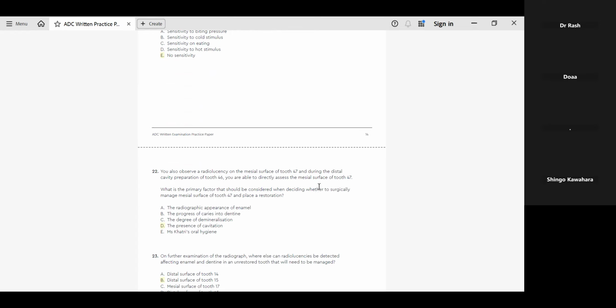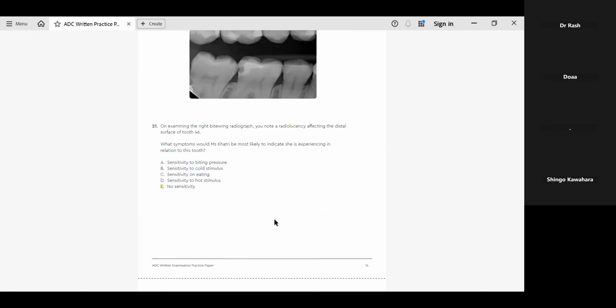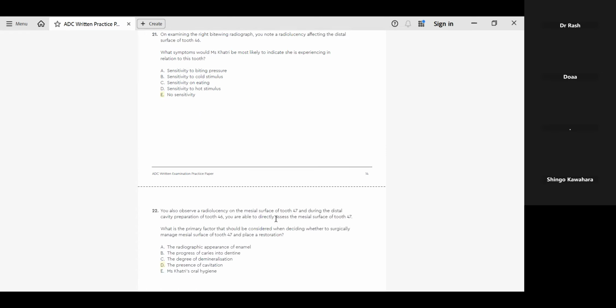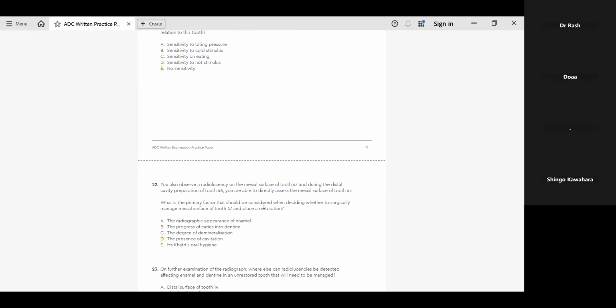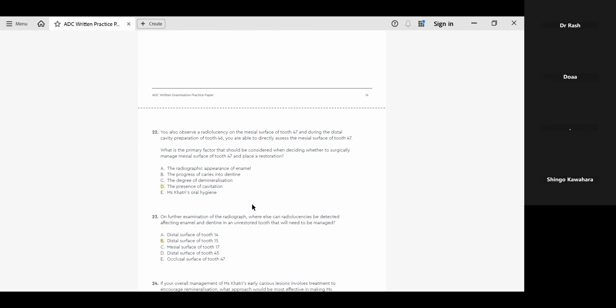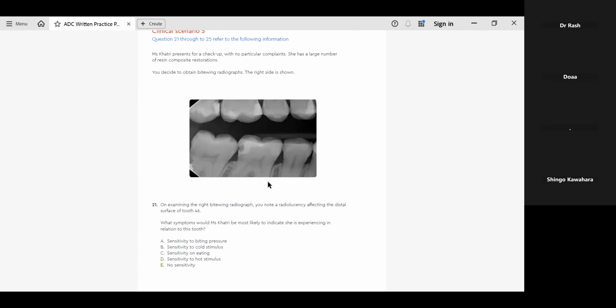What factor needs to be considered in deciding whether to surgically manage the mesial surface of tooth 4-7 and place a restoration? The presence of cavitation, right? If there is cavitation, that needs to be restored. Further examination of the radiograph: where else can radiolucency be detected affecting enamel and dentine in an unrestored tooth that will need to be managed? Distal surface of tooth 1-5. So that would be this one, right? Distal surface of tooth 1-5.